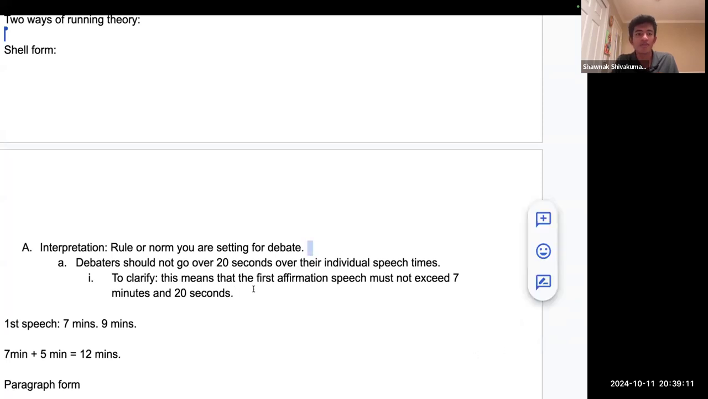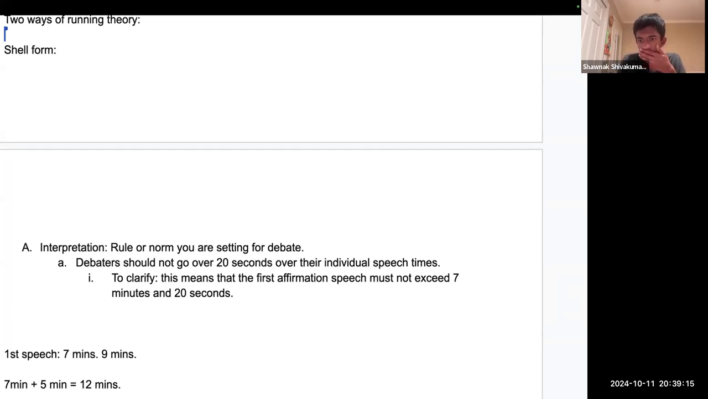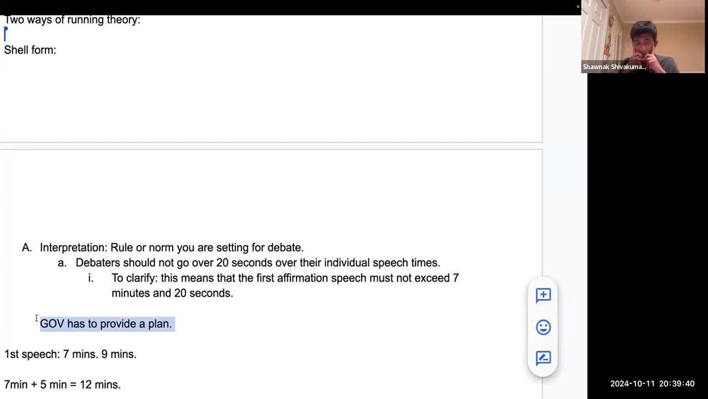Okay, someone give me another interpretation. Gov provide a plan, or Gov has to provide a plan. Who sees a big flaw in this interpretation? Or has to read a counter plan, or you must read a counter plan. You must read a counter plan, so the government has to read a counter plan, or opposition has to read a counter plan. Wait. But first, who sees a big problem with this interpretation?